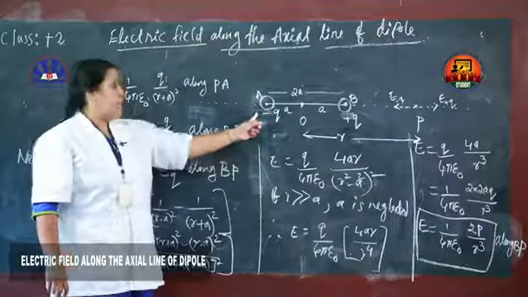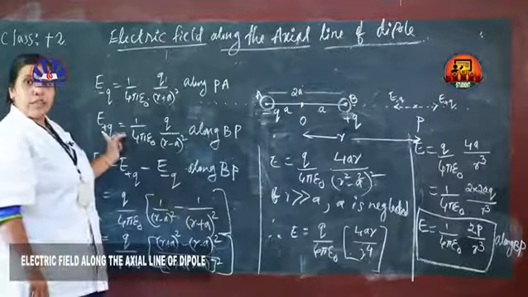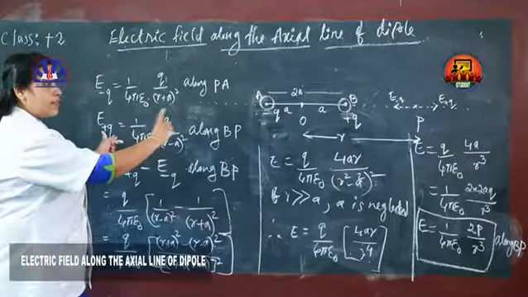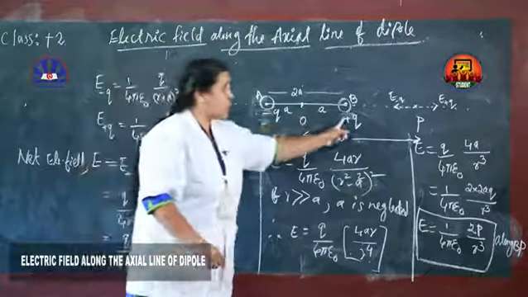Clear? Now coming to the second, the electric field due to the positive charge. What is the distance of separation between the positive charge and the point P?